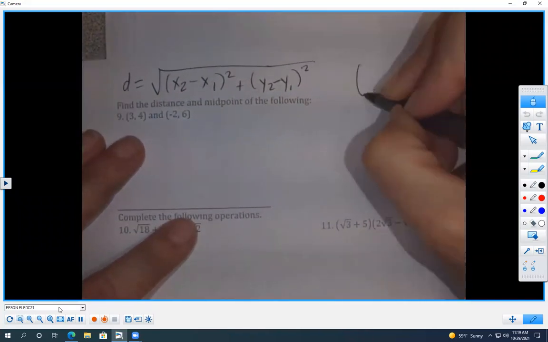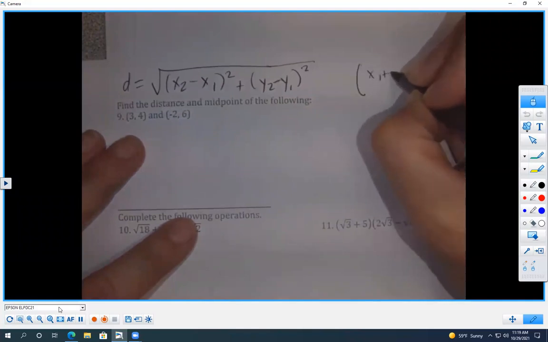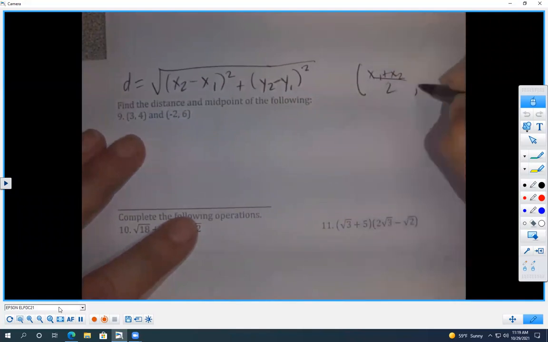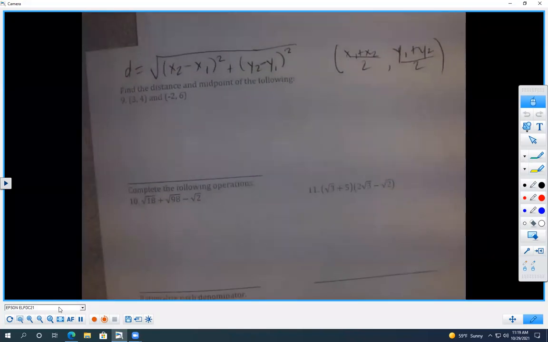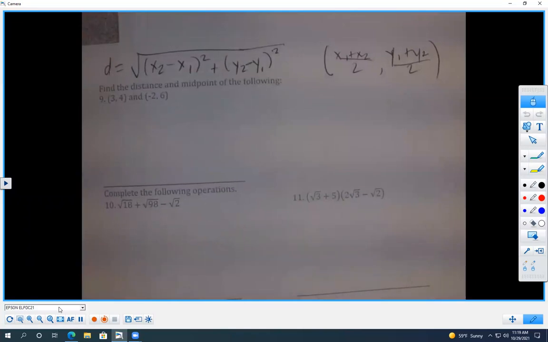And your midpoint formula is x1 plus x2 divided by 2, y1 plus y2 divided by 2. Sorry, it's kind of messy. Okay, so take a second and find the distance and midpoint between those 2 points.